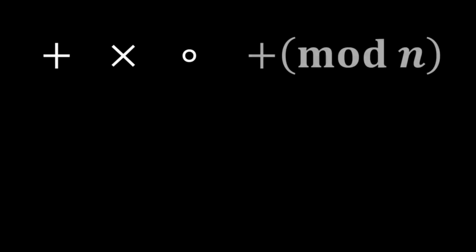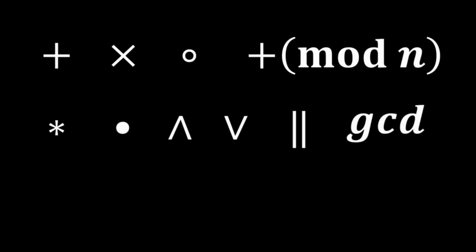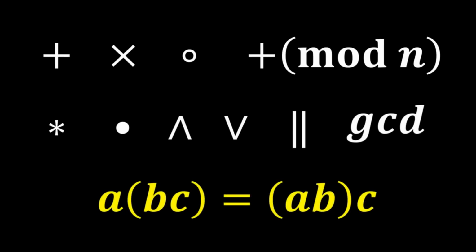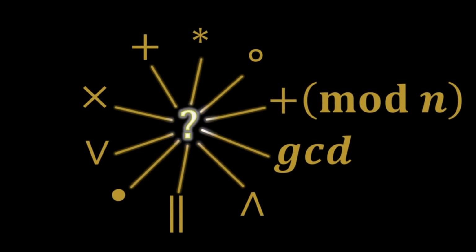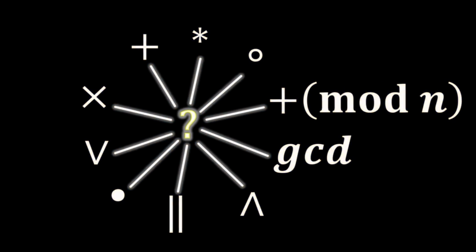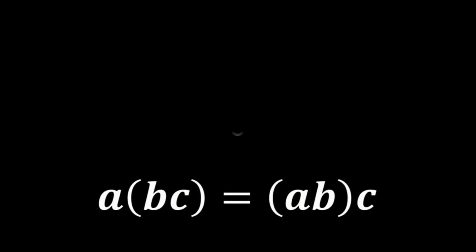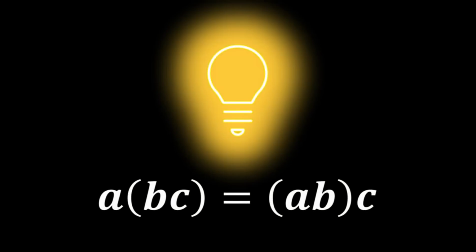Addition, multiplication, function composition, modular addition, matrix multiplication, group laws, logical and, logical or, concatenation, and even the greatest common divisor are all associative operations. Is there anything linking these operations together? The answer is surprising and has profound implications. By the end of this video, you will understand that associativity is not merely a property, but an idea.